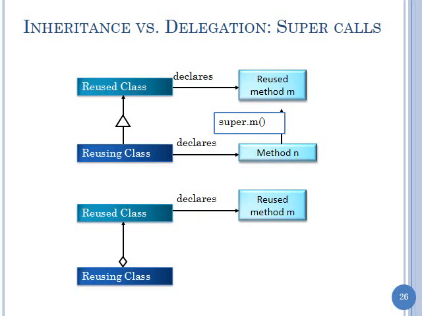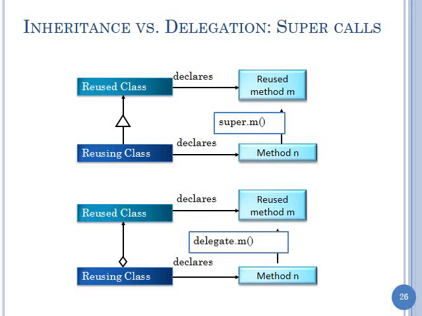So if you have a reuse method M, and you have some method N that needs to reuse it. Not only do we have the notion of a class reusing another class, we have a method reusing another method. So to the implementation of method N, I need the implementation of method M. I will just say super.m there, whereas here I will have reuse method M, and I will say delegate.m there. Which is again, before inheritance, this is how we would have done things. You would say delegate, you do the work. Here you say super.m.